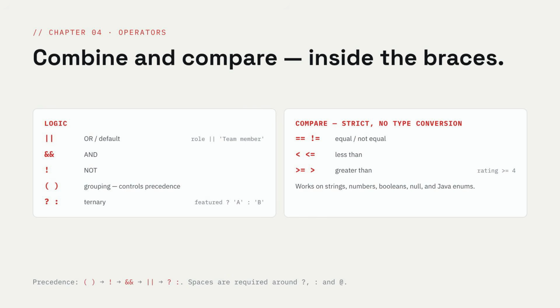One more small rule: spaces matter in HTL expressions. Use spaces around the question mark and colon in a ternary and around the @ sign when using options. And remember the basic precedence: parentheses, then not, then and, then or, then the ternary. These operators let you do quite a lot of logic directly inside your HTL expressions.